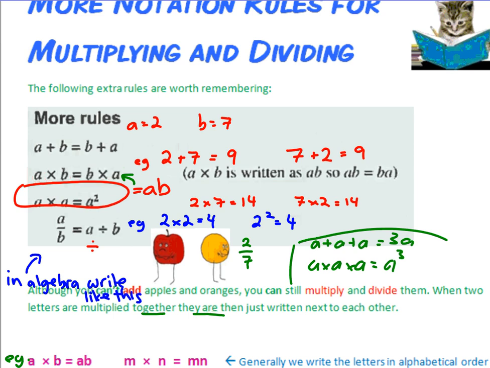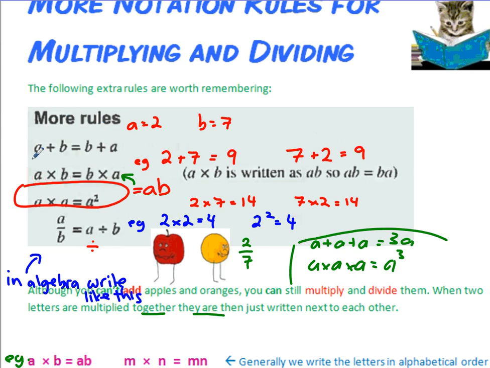Hello and welcome to the video, which is on more notation rules for multiplying and dividing. In some previous videos you might have seen notation rules for adding and subtracting, where I use the analogy of stacking fruit on a shelf. So you keep the apples with the apples and the oranges with the oranges. So that's the rules for adding and subtracting like terms. For multiplying and dividing, the rules are different. So pay attention to these and take any extra notes. The following extra rules are worth remembering.